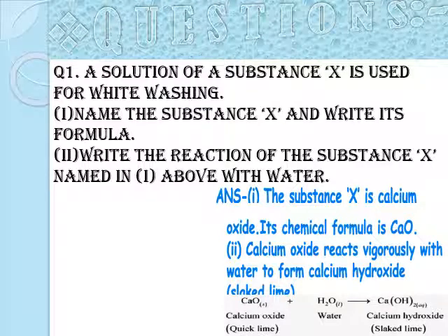Here one important question is: a solution of substance X is used for whitewashing. Name the substance X and write its formula. Write the reaction of the substance X named above with water. Already we have dealt with this reaction, so let us go through the answer.